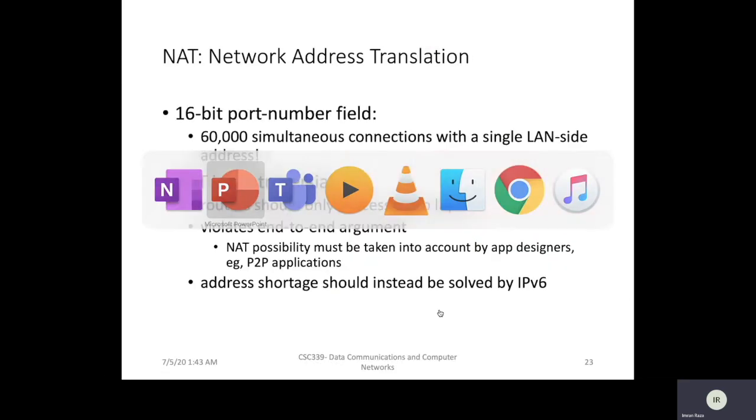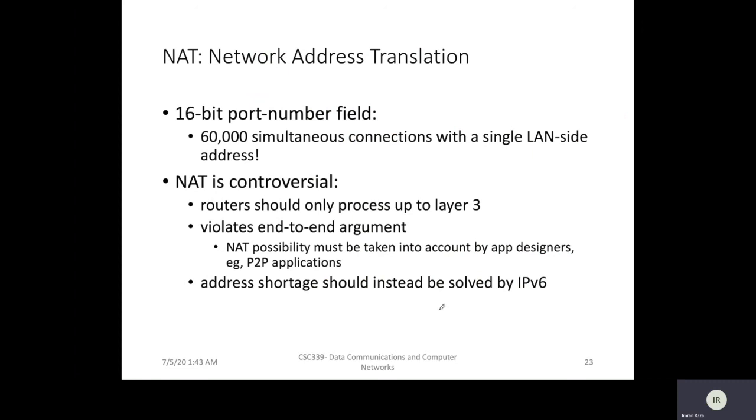So NAT is controversial, as we have discussed, that it should only process up to layer 3. But in this case, a router also has to process the port numbers, and it violates the end-to-end argument, because if a local device is not directly addressable by the outside world, this will make the development of peer-to-peer applications difficult. And obviously, as we discussed, we can address the address shortage with the help of IP version 6, but NAT is in fact hindering the adoption of IP version 6.